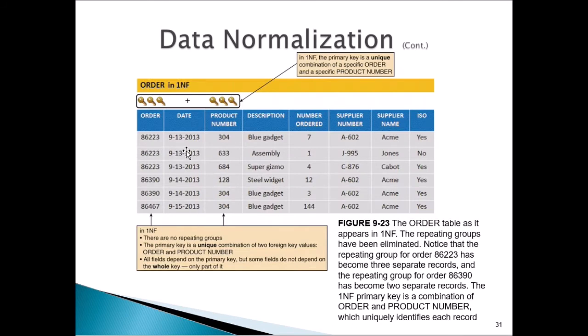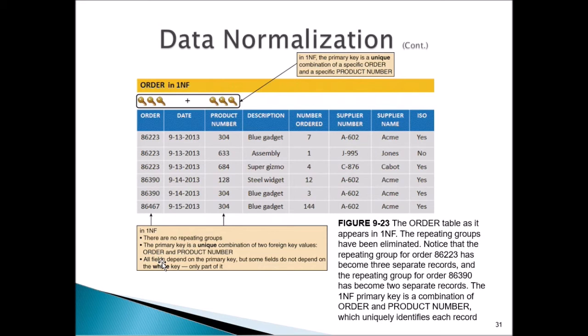So right here you have this information. It's still in first normal form. You have multiple order numbers here. So you have these 3 order numbers, which are the same. You have the product numbers, which are the same. You just have basically filled in the holes from where you were before. So there's no repeating groups. The primary key is a unique number combination of 2 foreign key values, order and product number. So that's what I figured they'd do. They're taking this number and adding it to this to create the primary key. So it's a calculated primary key.